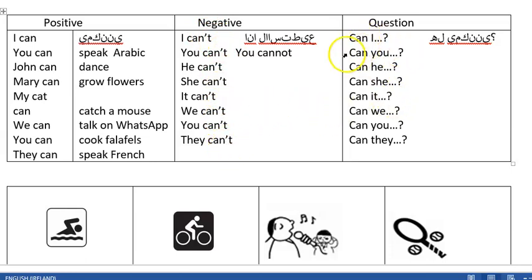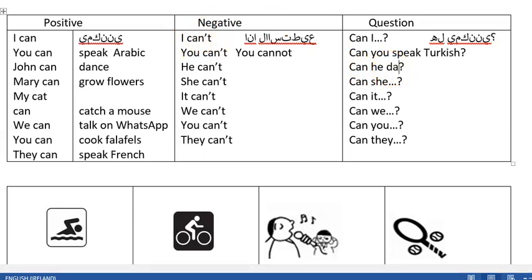Now the question, very straightforward. We change the place. So I can, question, can I? You can, question, can you? Can he? Can she? Can it? Can we? Can you? Can they? So, can you speak Turkish? Yes, I can. Or, no, I can't.